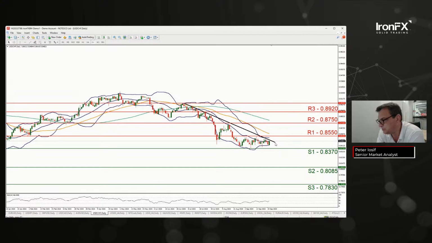For the time being, we tend to maintain a bias for the sideways motion between the 0.8550 and the 0.8370 to be maintained. We're basing this forecast practically on the fact that the price action, since it dropped below the 0.8550 right here, has remained in those levels since the 20th of August. So we have a month of price action between those levels.